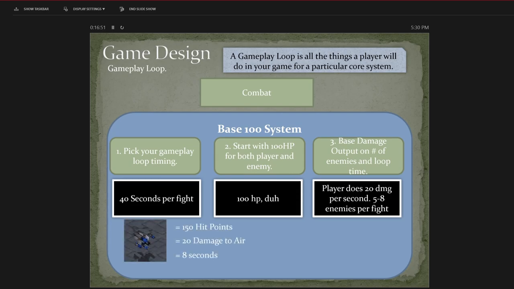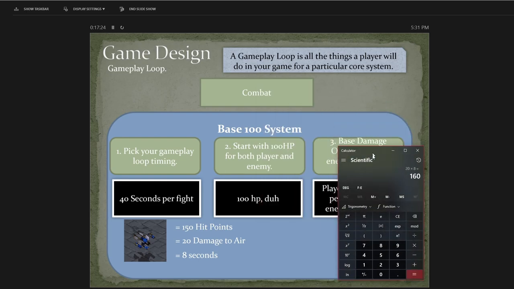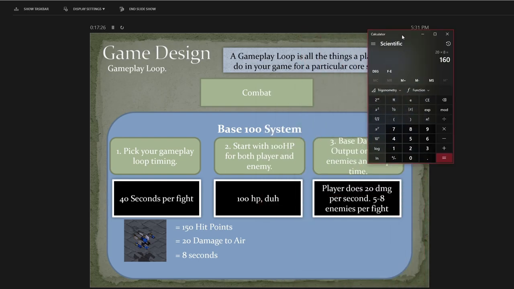Let's do another example. Let's take the Wraith from StarCraft. He has 150 hit points. He does 20 damage to air. That means that it takes about 8 seconds to take out a Wraith by another Wraith. It helps to have a calculator. I'm not good with math, so I always cheat. 20 times 8, 160, right? So it'll take you about 8 seconds to kill a Wraith with another Wraith.